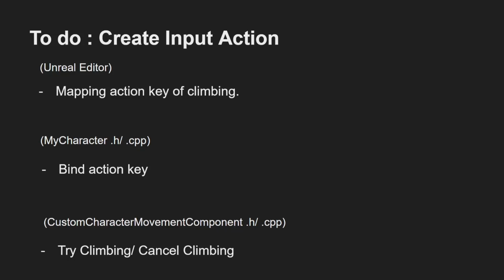In this video, we create the input action. We first work in the Unreal Editor, creating a mapping action key for climbing and the character. In the character code, we bind the action, and in the custom character movement component, we create the try climbing and cancel climbing functions. Okay, go to the editor.